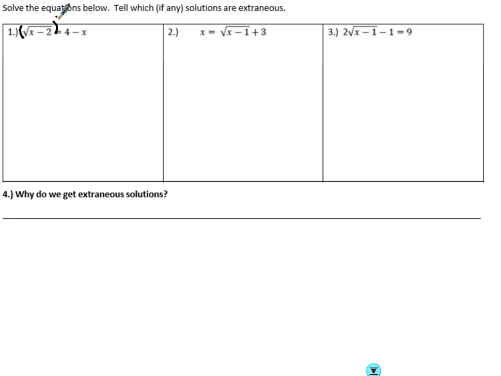We begin solving by squaring both sides so that we can get rid of the root, because raising something to the second power and taking the square root undo each other. So on the left side, we're left with x minus 2. And on the right side, we have the quantity of 4 minus x squared. 4 minus x squared can be rewritten as 4 minus x times 4 minus x.